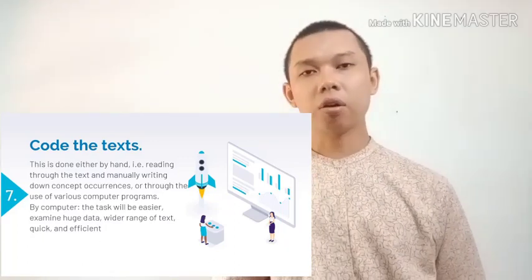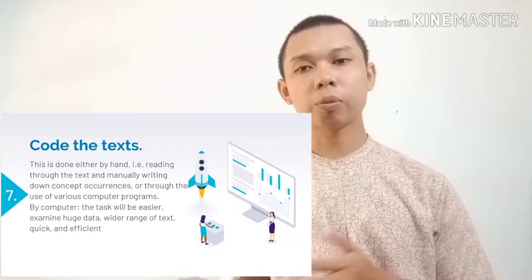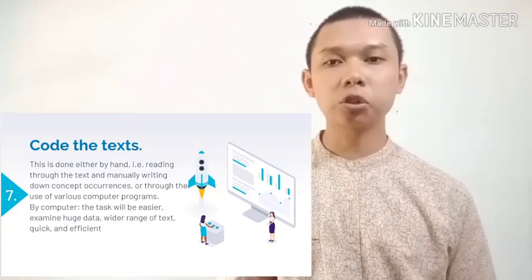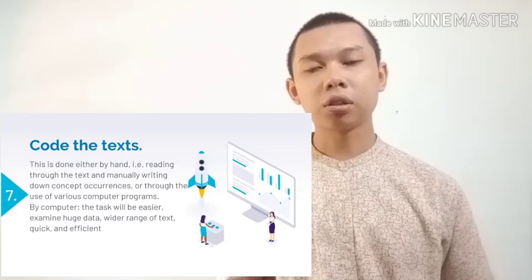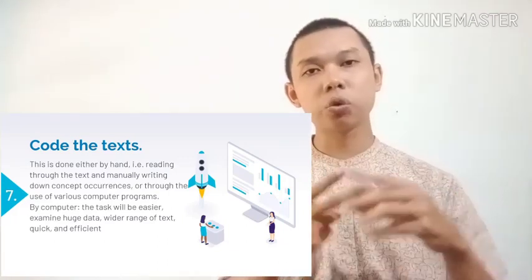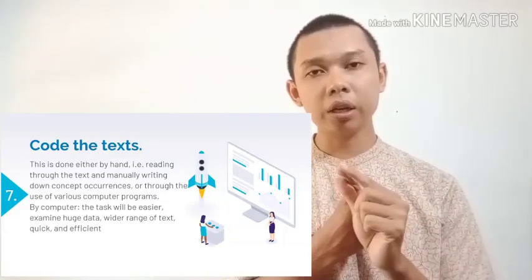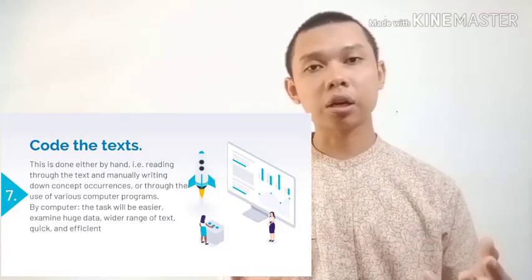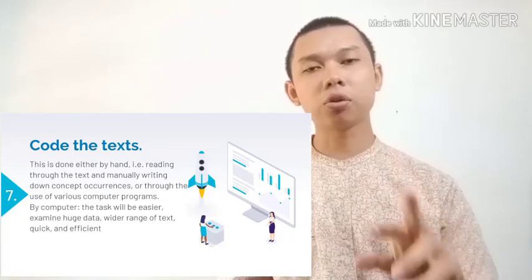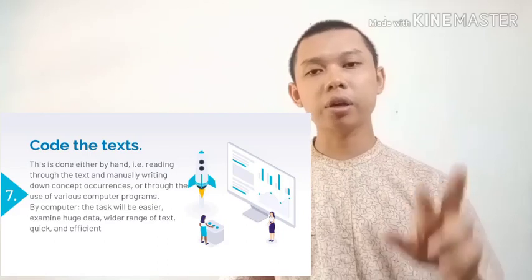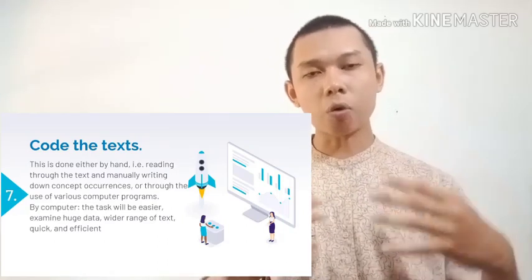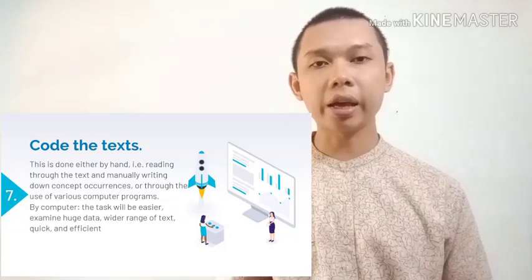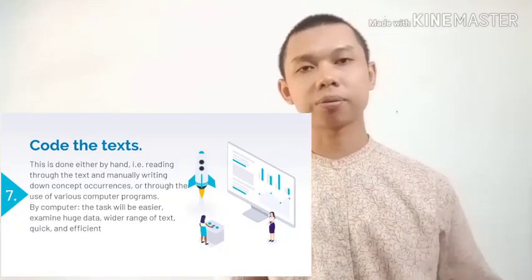Code the text. This is done either by hand, for example, reading through the text and manually writing down concept occurrences, or through the use of various computer programs. So we have 2 methods to code the text. The first is manually, maybe for previous researchers before they knew the computer. In this modern era, we can use the computer because it will make our task easier, and we can examine huge data, a wider range of text, quick and efficient, of course.